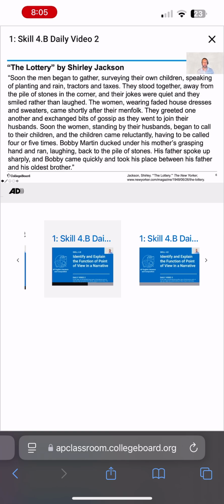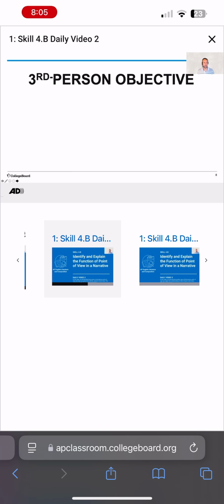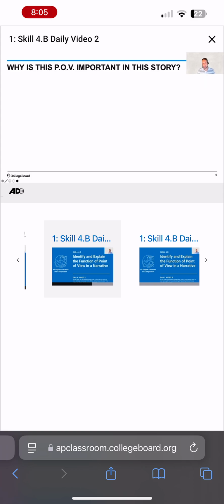So as we move forward, I'm realizing that removal, that space where this narrator is disconnected from the story and in a way disconnected from the characters, makes me believe that this is third-person objective. Now, why is this point of view important in the story? Why would Shirley Jackson write this story and leave out the thoughts and feelings of the characters, perhaps of all the characters, or maybe even just a handful of them? Why did she choose to be so objective with this narrator?